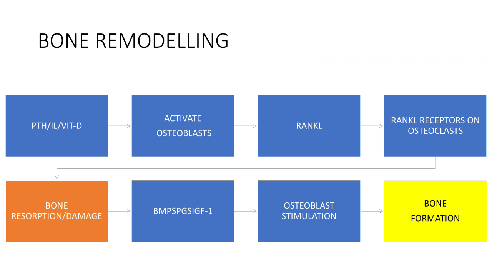These rank ligands go and bind with those rank ligand receptors on osteoclasts, and then the osteoclasts get differentiated and activated, and then they get converted to ruffled bordered. Then they start damaging the bone. The damaged bone then releases some factors like bone morphogenic proteins, prostaglandins and insulin like growth factors, which in turn stimulate osteoblasts. The stimulated osteoblasts go to the site of bone damage and initiate bone formation.